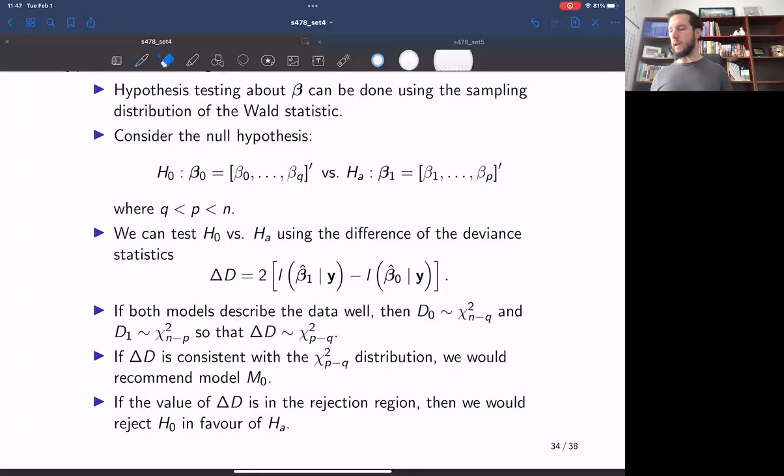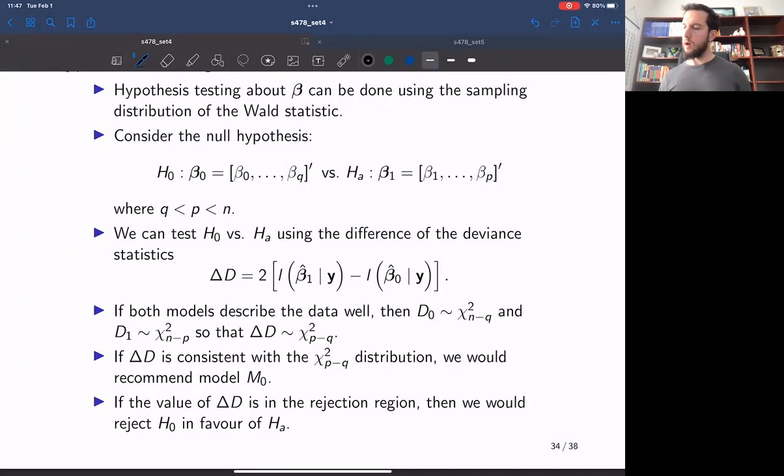Let's suppose that we have a model with q predictors and a model with p predictors. Both q and p are less than n, so neither of these is the maximal model, but q is also less than p. In the null hypothesis, we're saying the smaller of the two models is a sufficient fit to the data. And in the alternative, we're saying the larger of the two models, still not the maximal model, is required.